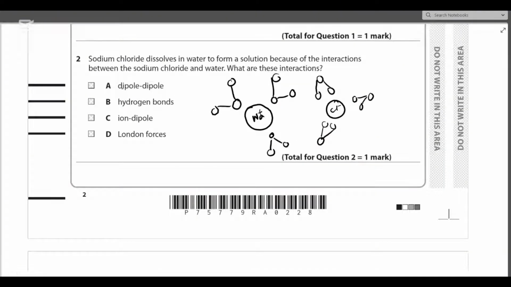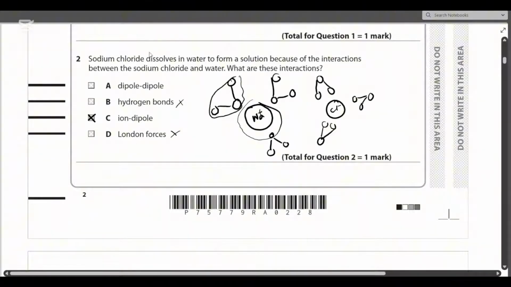Obviously, no hydrogen bond is produced, and there are no significant London forces when dissolving happens. That rules out option A and option B. You can clearly see there is an interaction between a dipole and an ion right here. So the correct option is C. We see an ion-dipole interaction whenever sodium chloride dissolves in water.